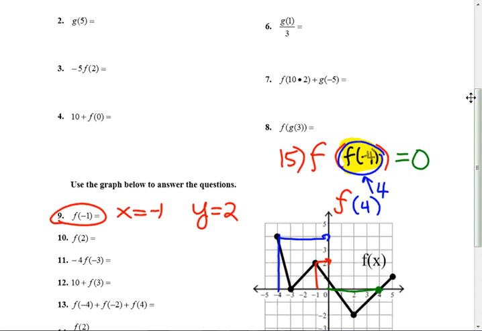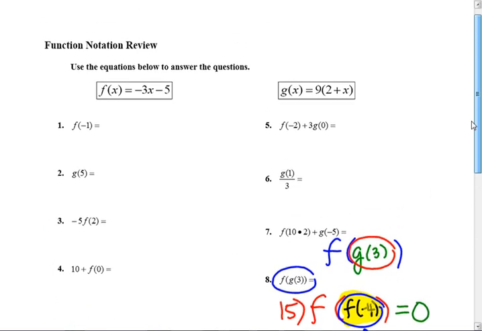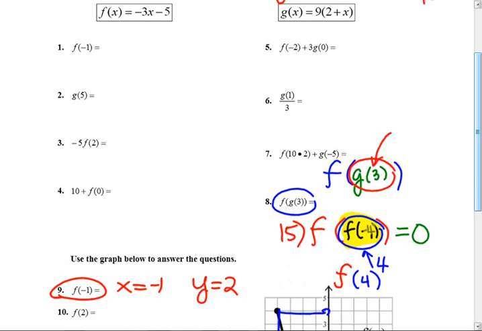That's the same kind of thing. Okay? So it's f of, I'm going to use colors, g of 3. So guess what I have to find first? Parentheses, we find g of 3. Okay, guys? What's g of 3? Got to go up here and find g of 3. You substitute 3 in. It's 9 times 2 plus 3. 45. That's 45. Okay? That's what number goes in there.